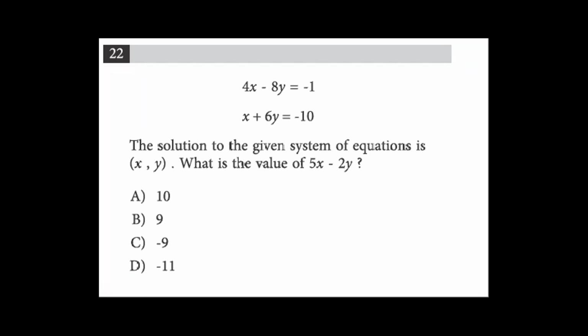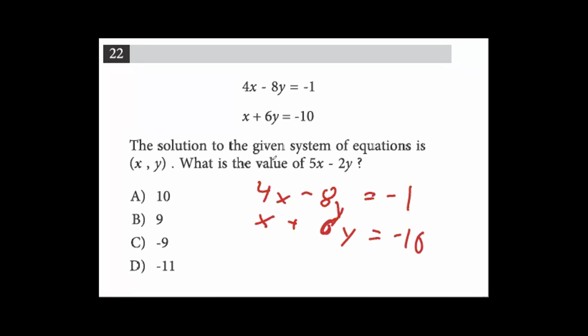Okay, so for question 22, the solution to the given system of equations is x, y. What is the value of 5x minus 2y? Well, in this case, with the x and y we're given, we can actually just add the two equations. So we have 4x minus 8y equals -1, and we have x plus 6y equals -10.